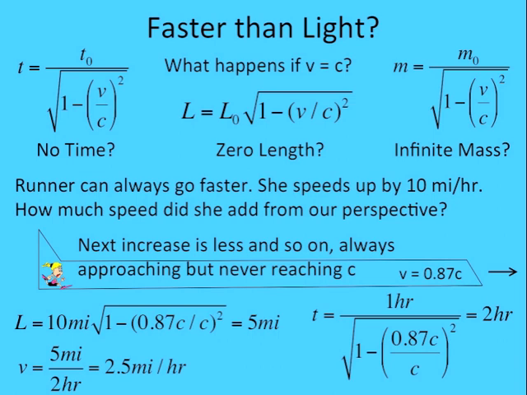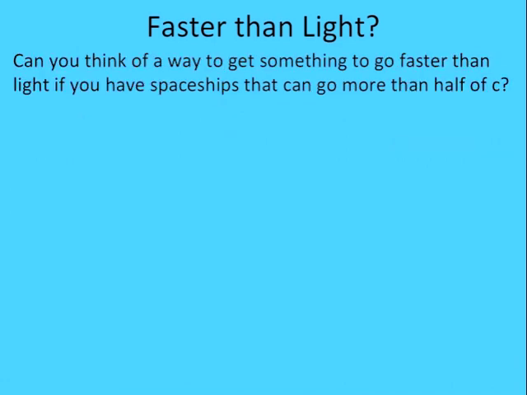Well, if she were to add another 10 miles an hour, this would be less than 5, because she's going 0.87c plus 10 miles an hour, or plus 2.5 miles per hour. And then the time is going to be more. And so every time she adds some speed, the space contracts and time dilates. And speed is space over time, and so the numerator keeps shrinking, the denominator keeps growing. So she can go faster, but she never quite gets there. So it's kind of like something called Zeno's paradox. Look it up. And so she's never going to get there. But maybe there's other things we could do.